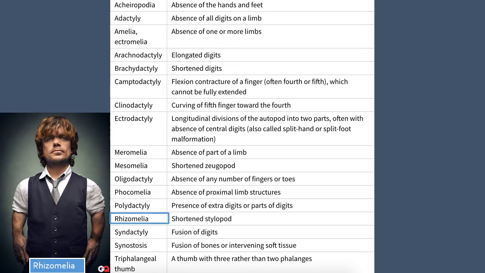Rhizomelia. This is worth noting because this is the shortening, particularly of the upper bones of the arms and legs, that's characteristic of achondroplasia, which is the most common form of dwarfism. And of course, here we have Tyrion Lannister, or Peter Dinklage, of course, is the actor's name. At any rate, he has achondroplasia, and you can see the rhizomelia in his upper arms in this particular picture.